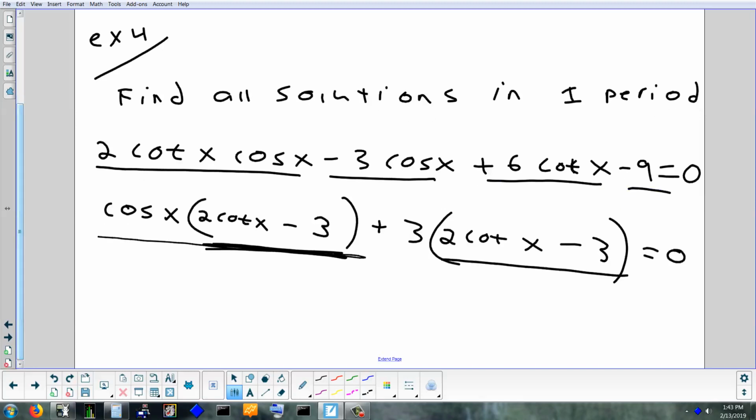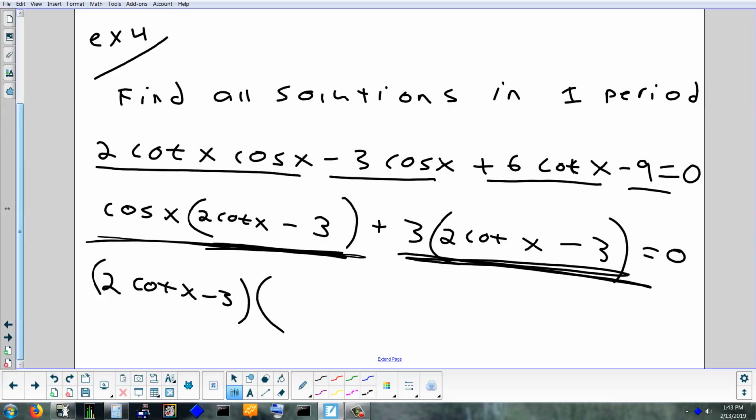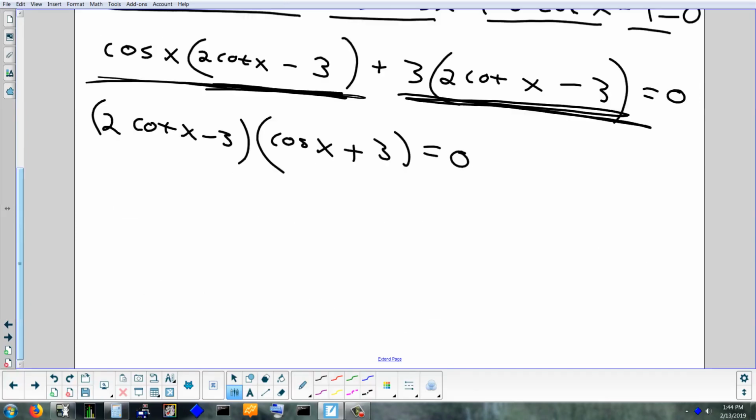Now, this is your first term. This is your second term. They both have in common what's in the parentheses. So now factor that out: 2 cotangent x minus 3. If I factor that out from the first one, what's the only thing left there? Cosine x. And if you factor it out from the second one, what's the only thing left? 3. Now, on the left-hand side, all you have is one term: something times something equal to 0. Set each factor equal to 0.